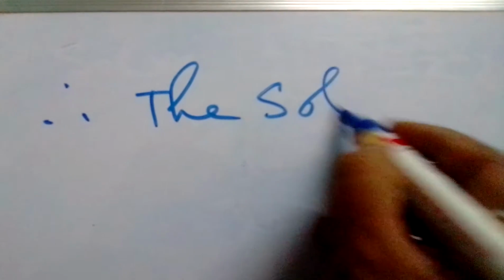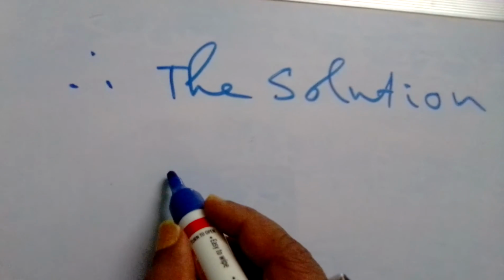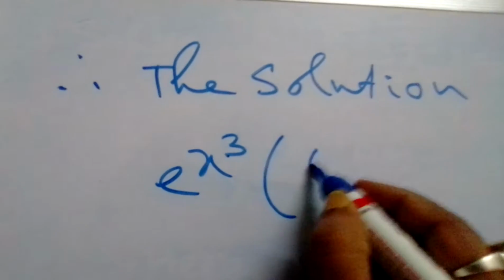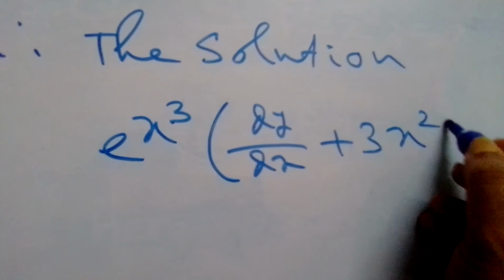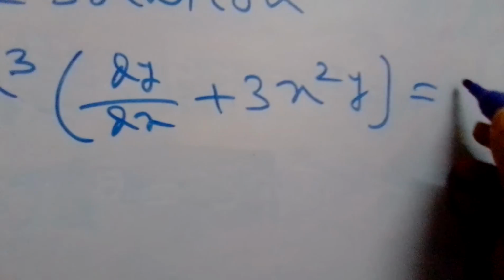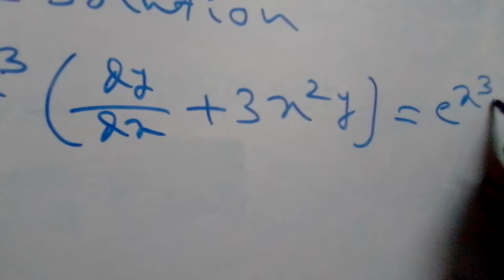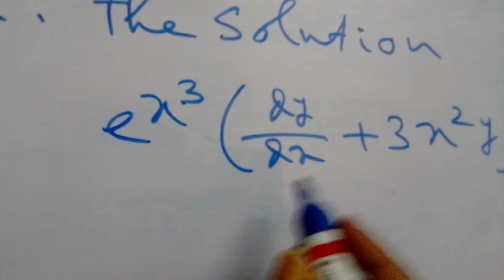Now we have the solution. If we multiply by the integrating factor e to the power x cube, we get e to the power x cube into dy/dx plus 3x squared y, which equals e to the power x cube into x to the power 5. This is our multiplication.